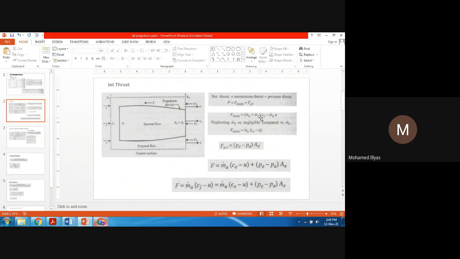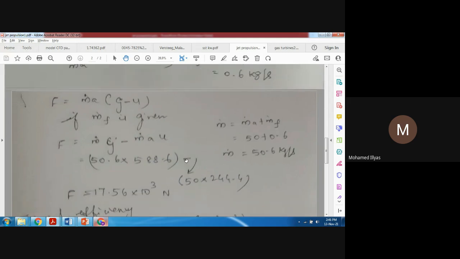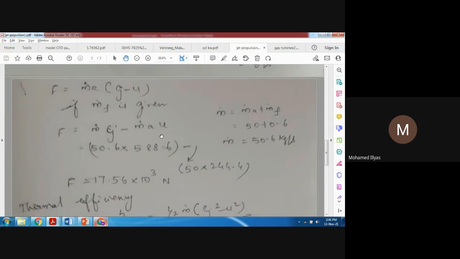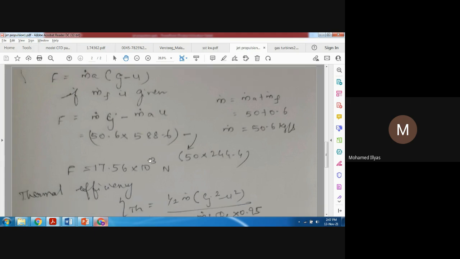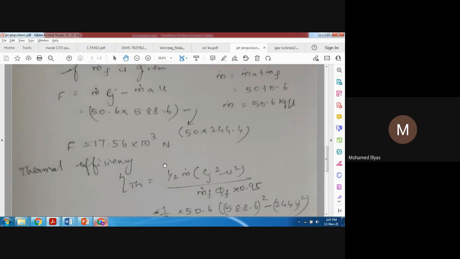Otherwise, you can see it here, this one. Okay. So this m dot will get m dot A plus m dot F, 50.6, into our Cj, which is 588.6, minus m dot A, which is 50, into our flight speed 244.4. So F equal to thrust produced, 17.56 into 10 power 3 Newton.